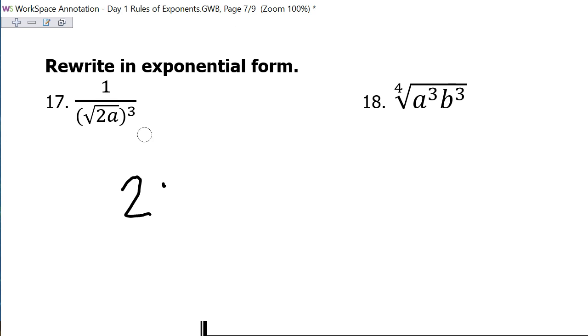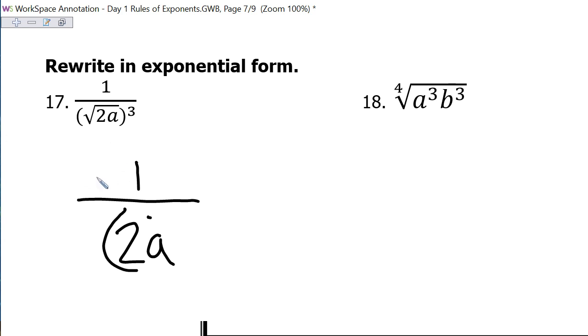Or hang on, before we do that, we have the 1 out top first. So our base is 2a. If it's more than 1 item, like a variable with a coefficient, make sure that base is in parentheses. So there's my base, it's 2a. It's in parentheses because the variable has a coefficient. Now what power did I raise it to? 3. They raised it to the 3rd power, so the power goes on top.